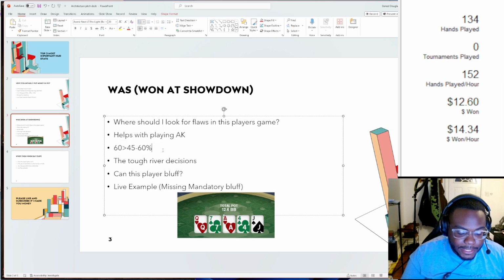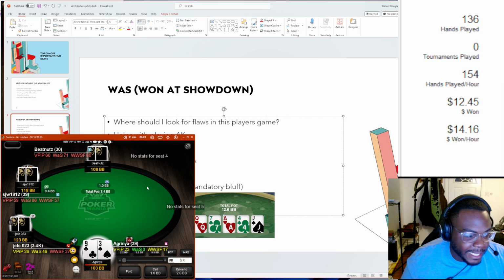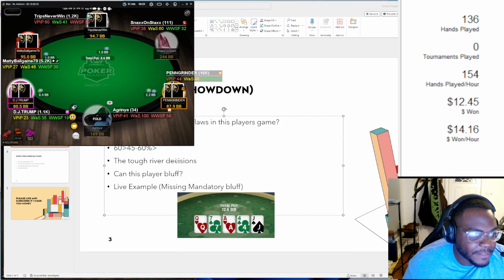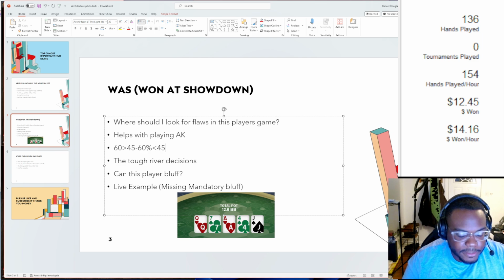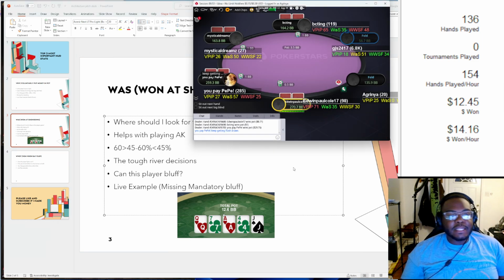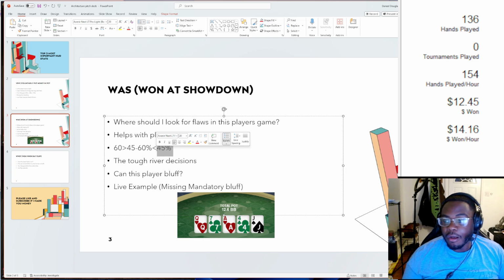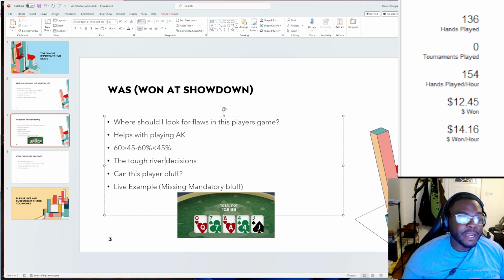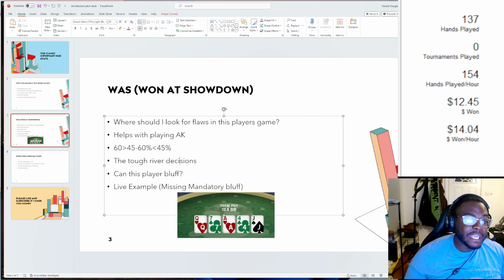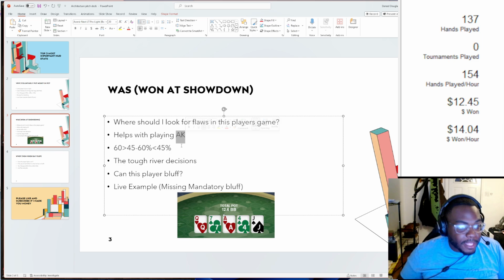Okay. Next up, what if it's less than 45%? If it's less than 45%, this means that when this player reaches a Showdown, he's coming there with a lot of trash, or when he turns his hand over, it is trash and he loses. When it's below 45%, it's a player that is capable of bluffing on the river. All right, and it also is a player that you can get it all in with ace king, because that means he has 4-bet and 5-bet bluffs.